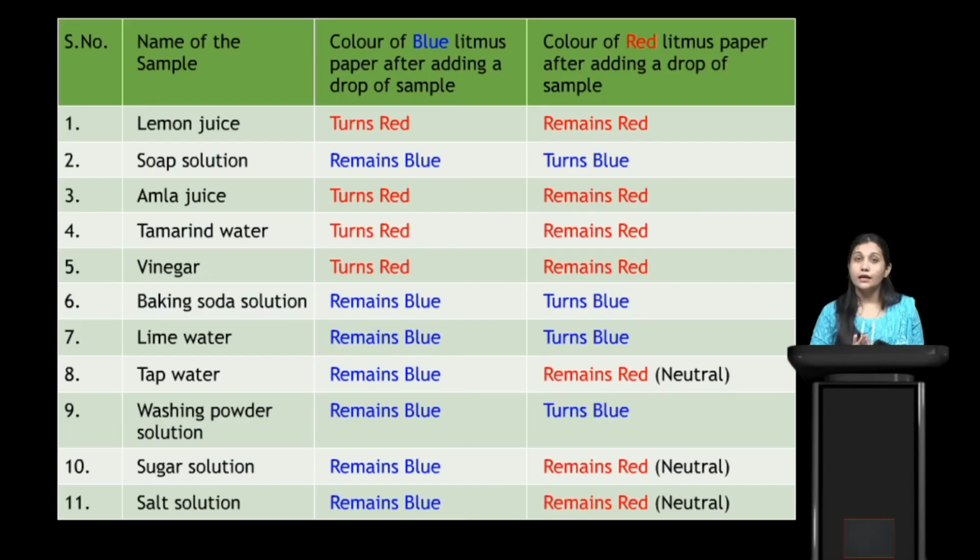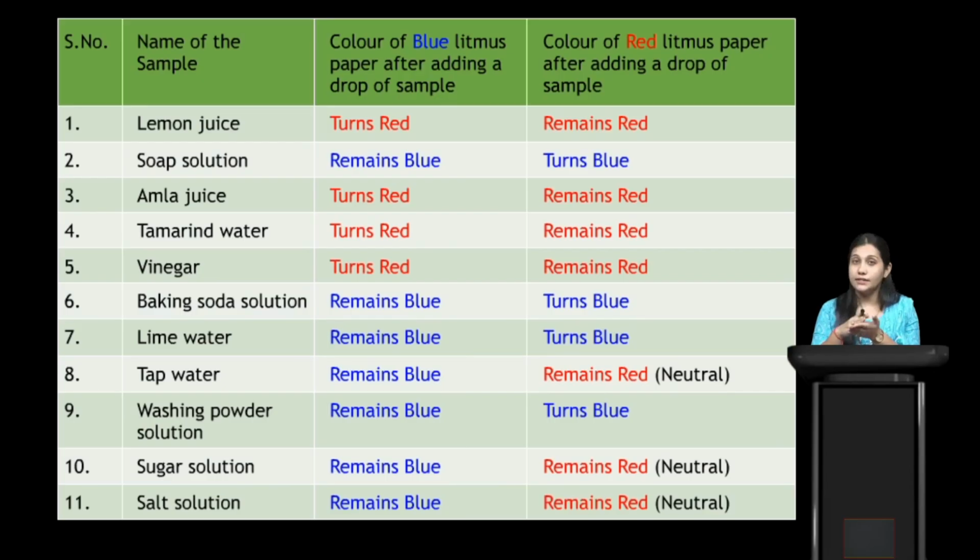So now the last one comes, the salt solution. If we use the blue litmus paper in the salt solution, it remains blue. And if we use the red litmus paper in the salt solution, it remains red. So we get three solutions which don't show any color change, neither in the blue litmus paper nor in the red litmus paper. So what are the three solutions? You can see in the table what these three solutions are which don't show any color change in the blue litmus paper as well as in the red litmus paper.